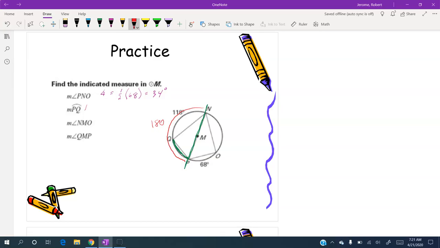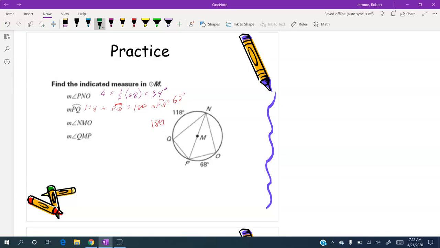So we have 118 plus PQ equals 180. And that's going to let us find the measurement of arc PQ by doing a little subtraction. And we get 62. Let's go to another one.